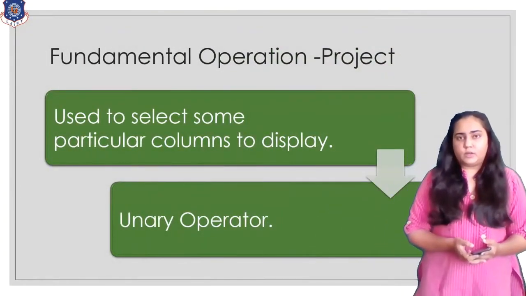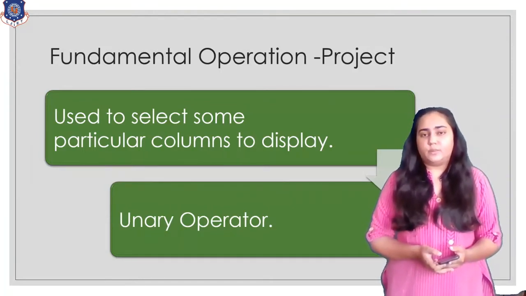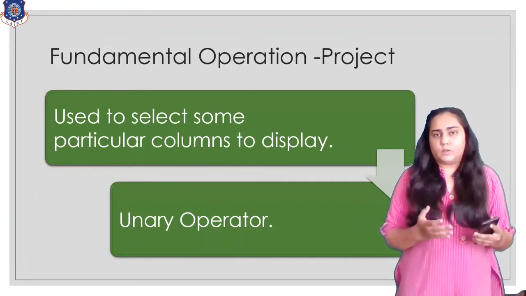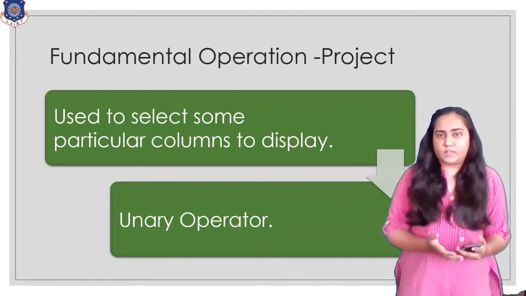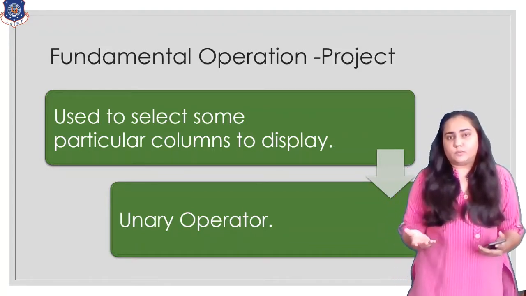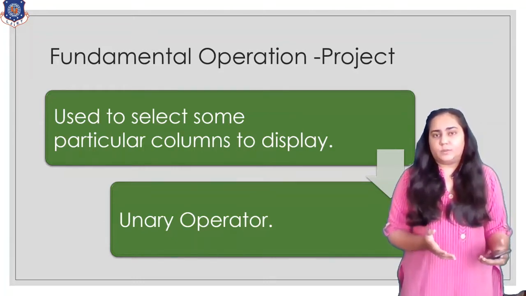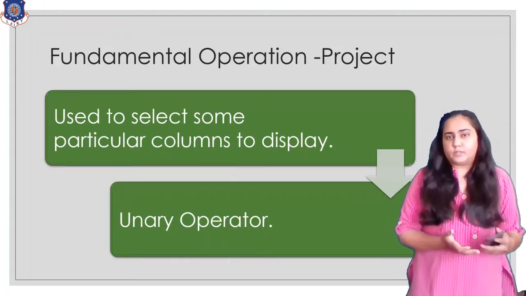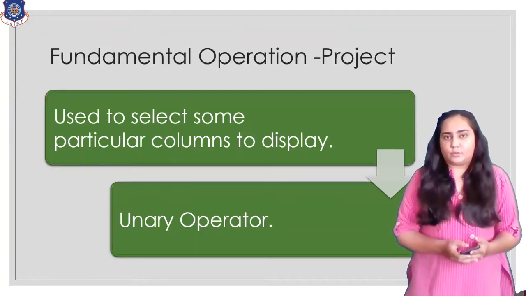Now, the next fundamental operation is called project, and project is used to select some particular columns to display. And so this is different from select because select is used to select rows, but project is used to project columns. So if you want only certain columns to be present in your table, then you would be using project. And it is also a unary operator, just like select. So in order to work, it needs only one table.